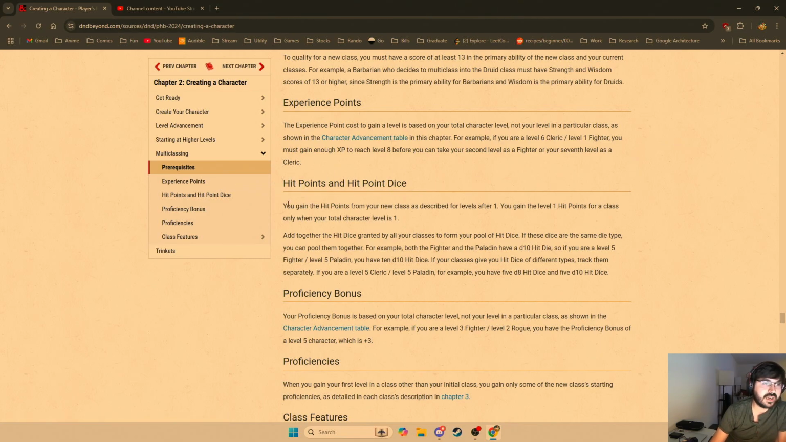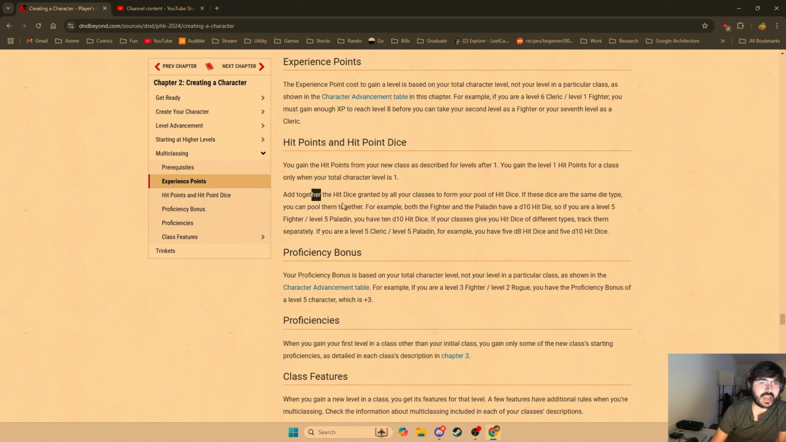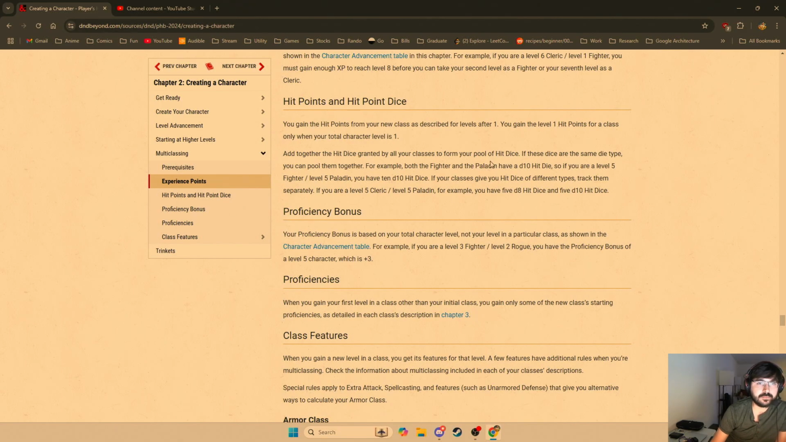Hit points and hit dice. You gain hit points from your new classes as described for level 1, and you gain the level 1 hit points for a class only when total character level is 1. And then you just add them together. So as you go up, you just keep adding them in for the individual class.